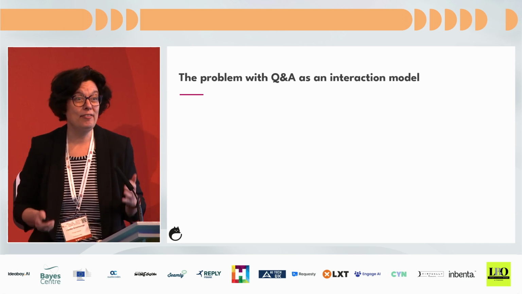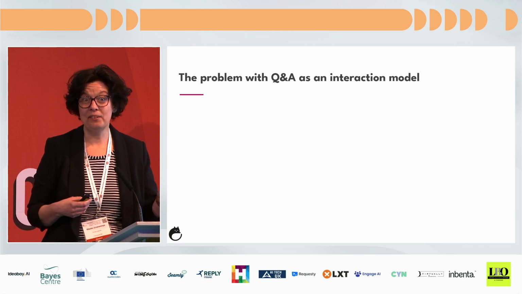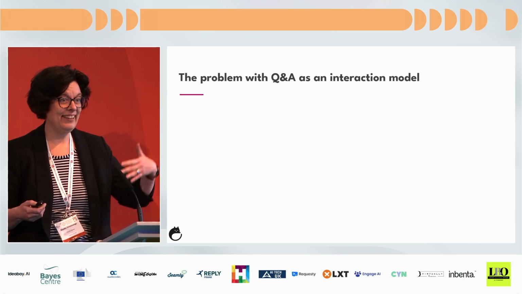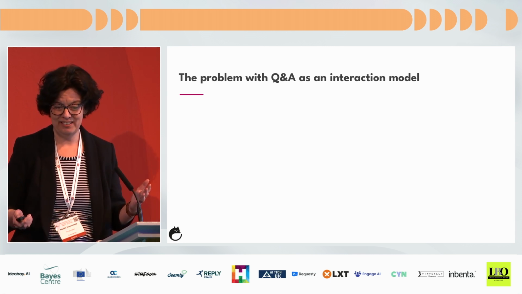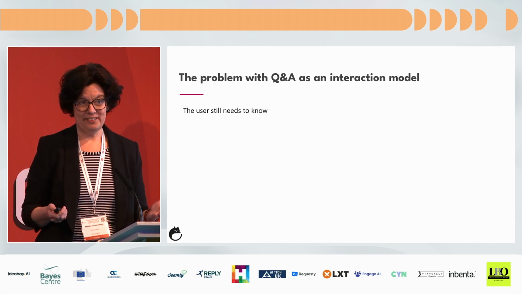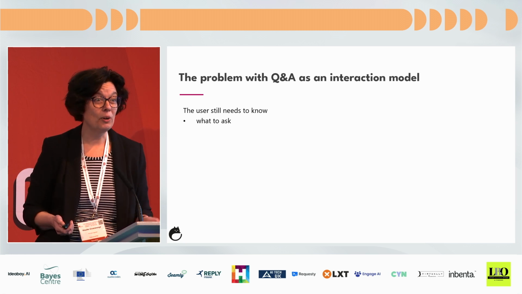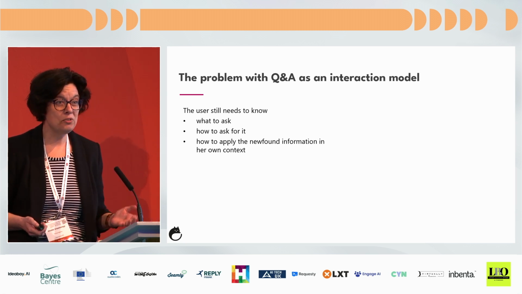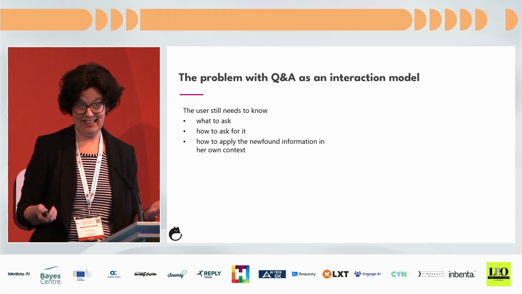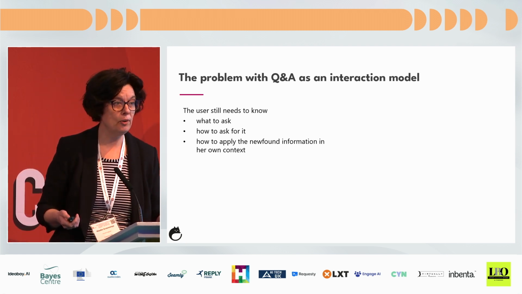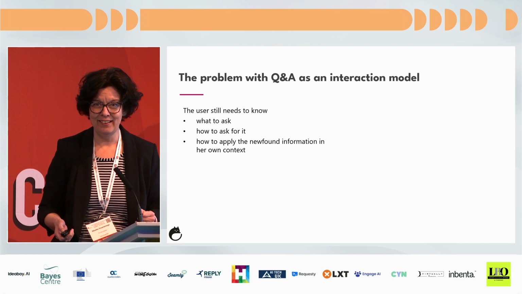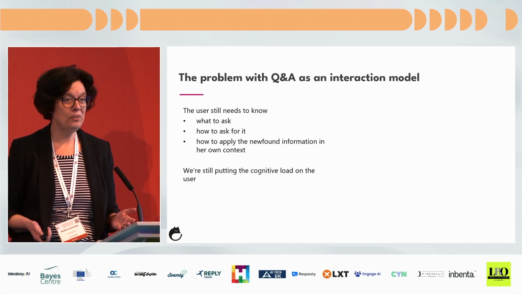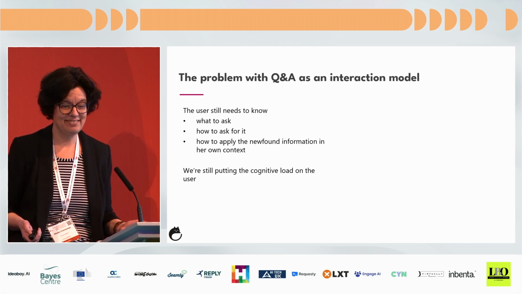And this is what I feel is the challenge, and sometimes even the problem, with Q&A as our main static interaction model for chatbots. It's still the user that needs to know what to ask, how to ask for it, and eventually also what to do with the answer that they get. Like, how do you apply it in your own context? And I don't think that's really fair, because we're still putting all the cognitive load with our users.